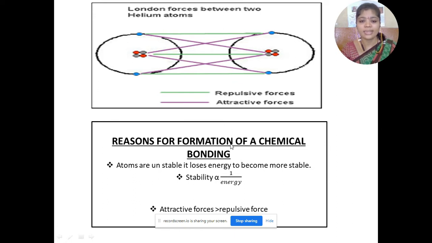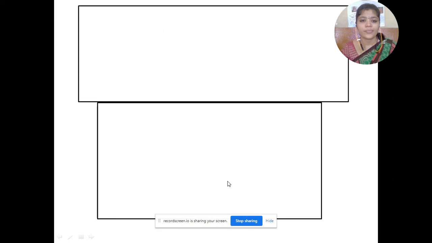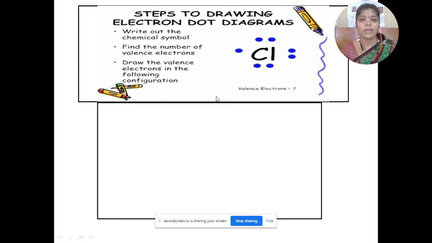And next, these are the reasons for the formation of a chemical bond. Lewis dot structure, also called Lewis symbols. First of all, we have to write the symbol of the element. In this case we take the chlorine atom. We write the symbol of the element and find the number of valence electrons. We already know that chlorine is a group 7A element, which means it contains 7 valence electrons. So we draw 7 dots around the chlorine atom. It is a simple representation of an element or atom.